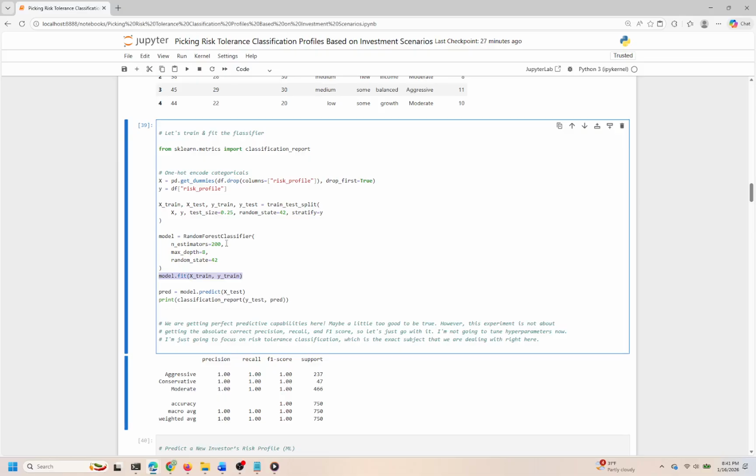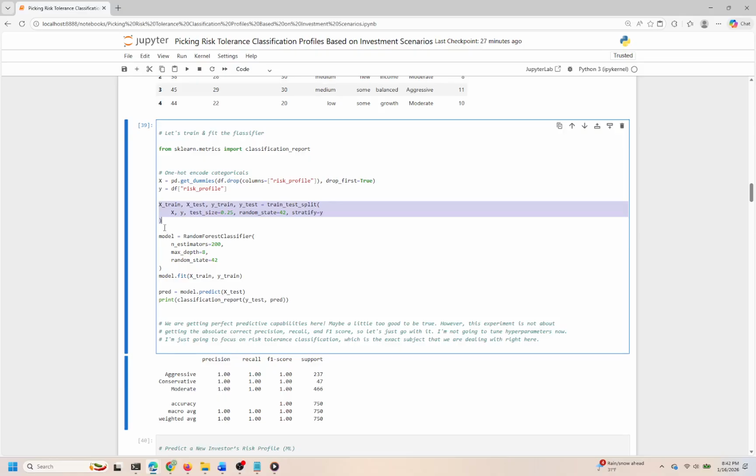The original data frame is modified by dropping the risk profile column, which we want to predict, while the labels are defined as the risk profile values. This differentiation between features and labels ensures that our model learns from the right data. We then proceed to split the data into training and testing sets. This division is essential for evaluating how well our model will perform on unseen data.